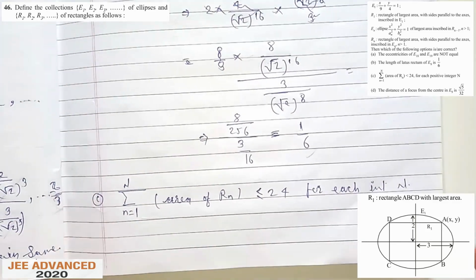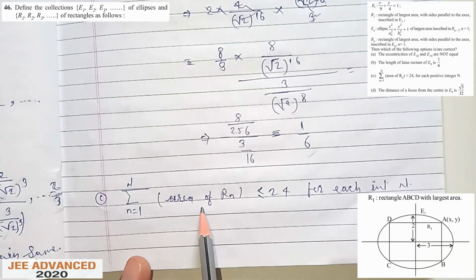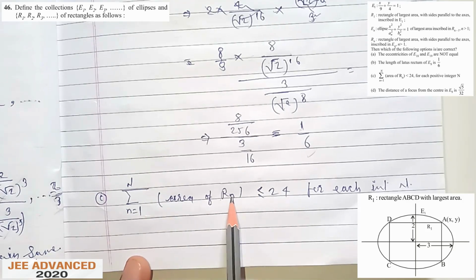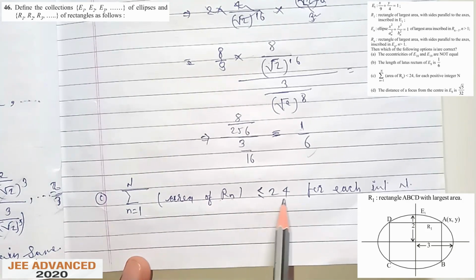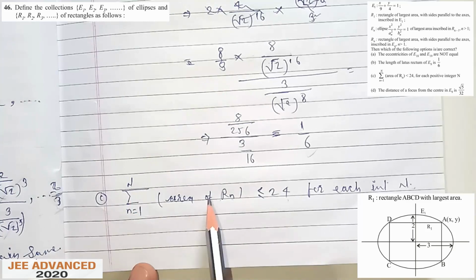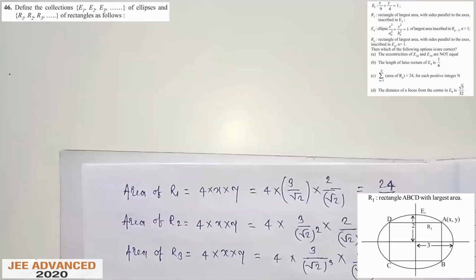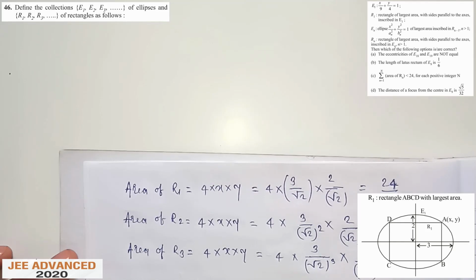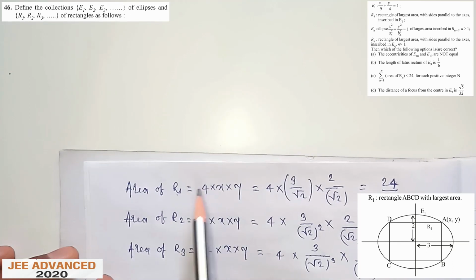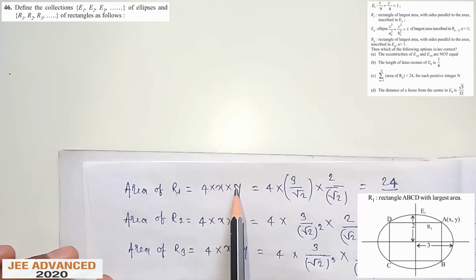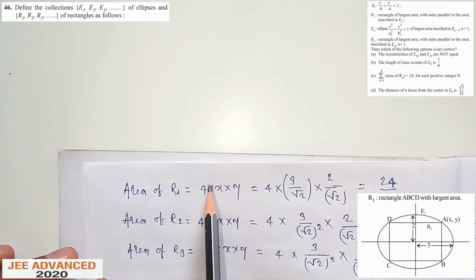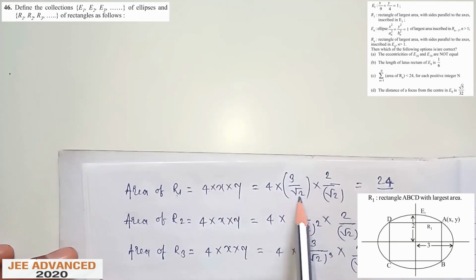Now the third option says that the sum of the areas of the rectangles R1, R2, R3 and so on is smaller than 24 for each integer n. So now let's see the solution. To visualize this option, let us find the area of each rectangle. The area of rectangle R1 is 4 times xy, where x is 3 by root 2 and y is 2 by root 2.